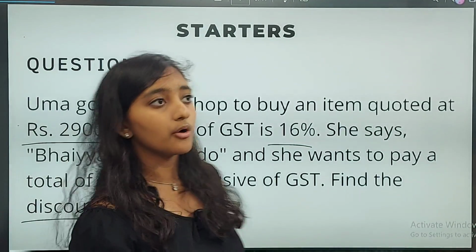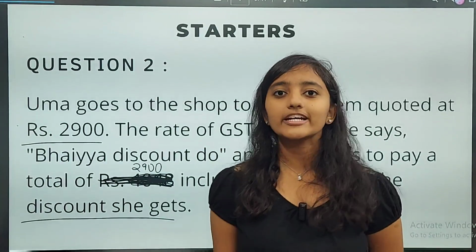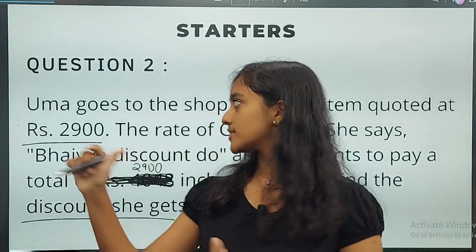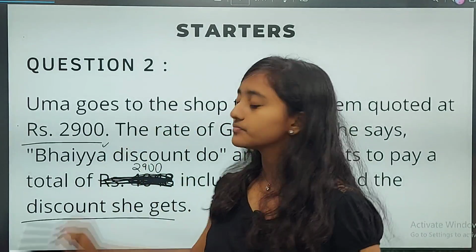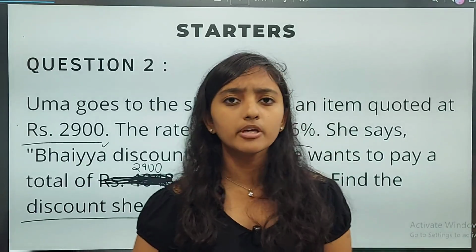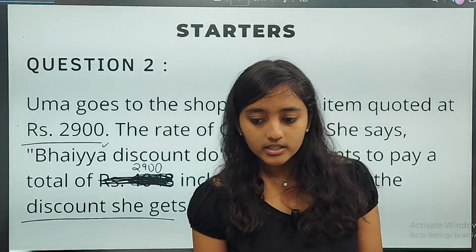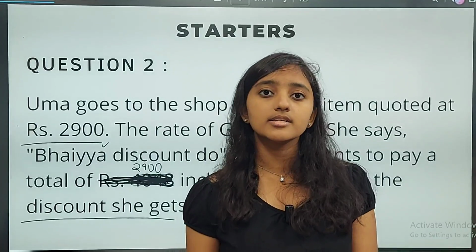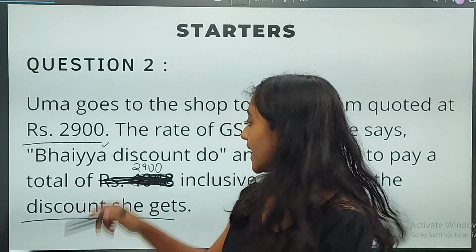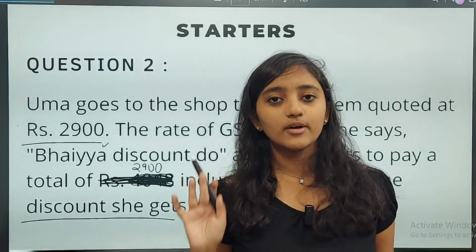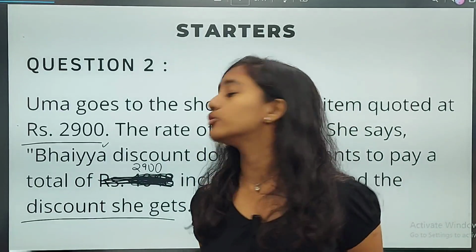So basically, what is happening here? Uma is going to buy a particular item from the shop. The item's price is 2,900 rupees, right? What she says is, give me a discount such that when the item's price plus GST are all added, it still comes to the same 2,900 rupees. Uma madam wants that much discount. So what do we do?